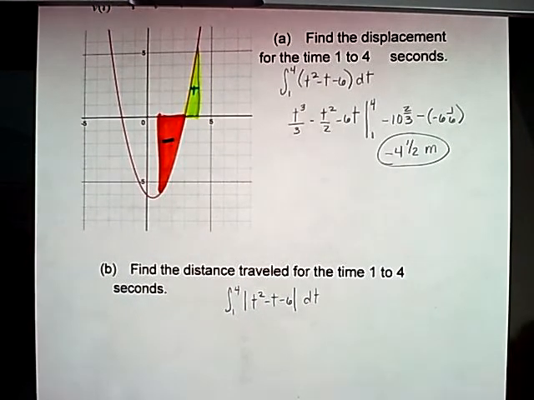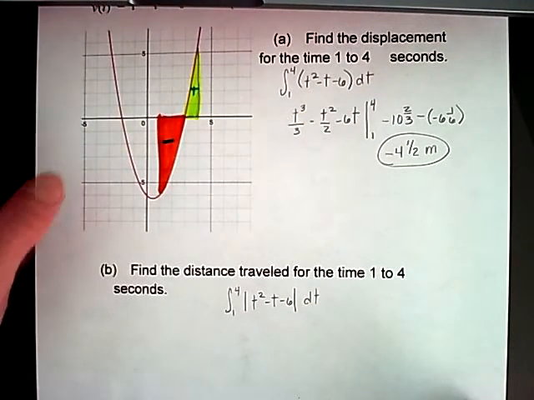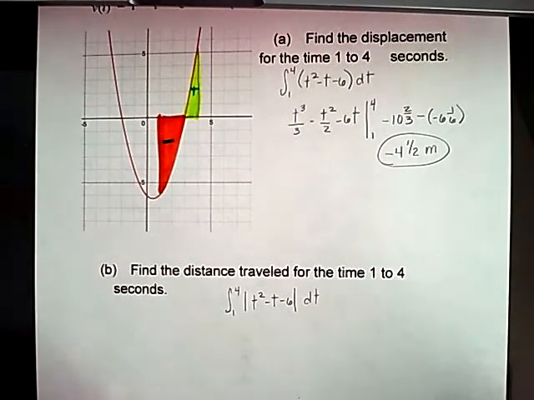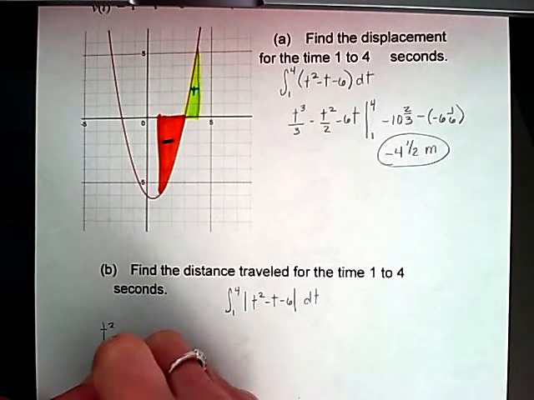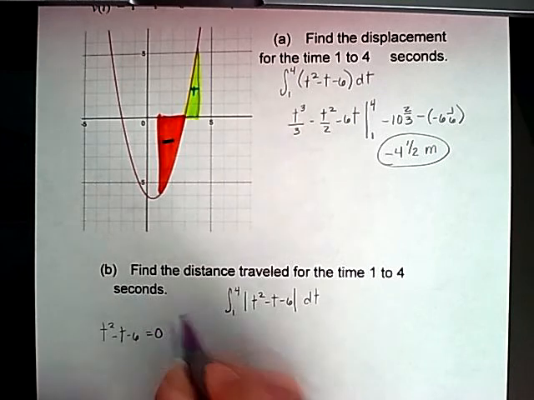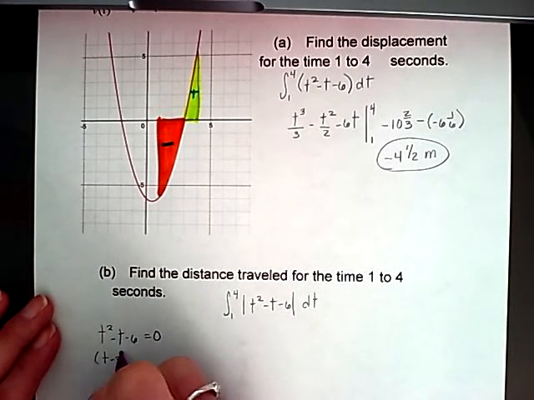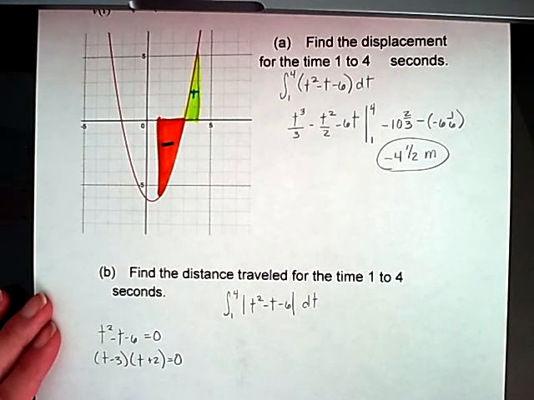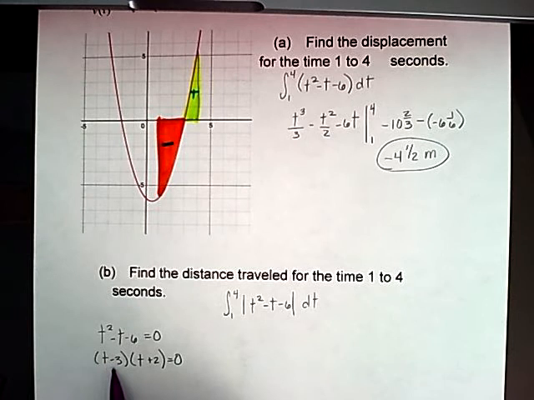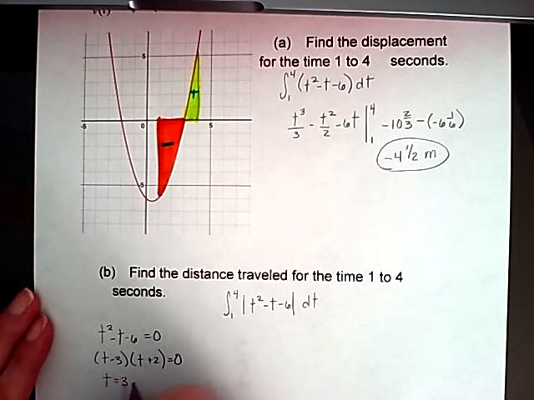Now we can see that graphically here, but just so we're walking through all of the pieces, I want to first figure out where this function is negative and where it's positive. So I'm going to set it equal to 0, and I'm going to factor this very quickly. t minus 3, t plus 2 equals 0. So I know that my function is going to equal 0 at negative 2 seconds, which doesn't make sense for time, and at 3 seconds.